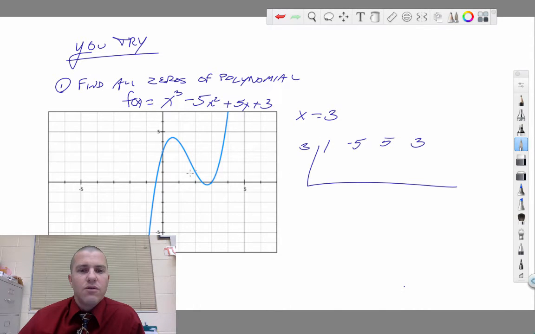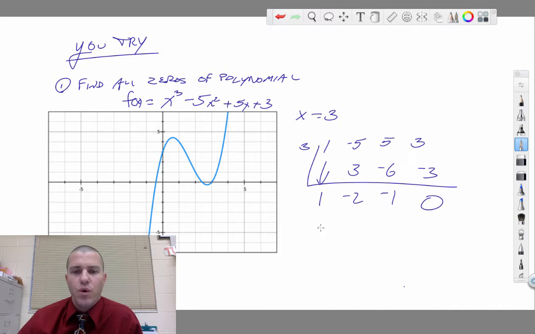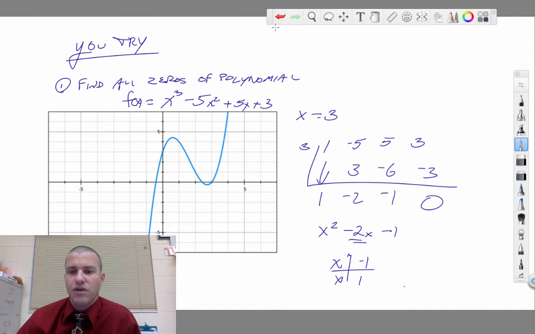Okay, so the zero that they give me is 3, so I'm using 3 in the synthetic division. I'm going to bring my 1 down, multiply with 3, that's negative 2, multiply with 3, that's negative 6, negative 1, multiply with 3, that's negative 3, woohoo! And I'm left with x squared minus 2x minus 1. If I try to do the factoring, I get negative 1 and positive 1. That's not going to add up to negative 2. Pay attention to that. You can't use negative 1 and negative 1 because they multiply to be positive 1.